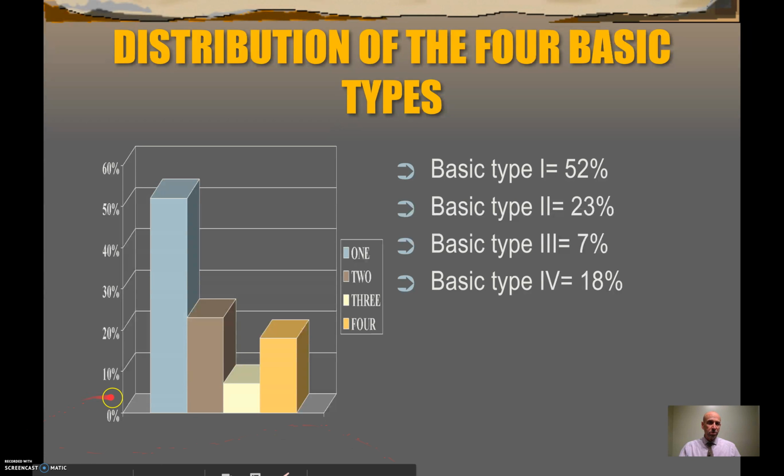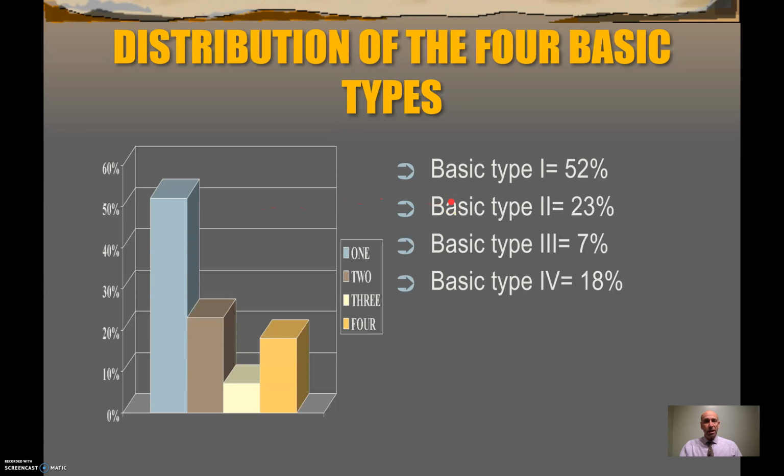Basic type 1, represented by the light blue line, represents over half the cases that we see, so about 52%. And so what does that mean? Well, maybe that in the event of a misalignment occurring, the chances are roughly 50% that it'll fall into a basic type 1 pattern. So we can think of it as maybe the most stable form of misalignment.